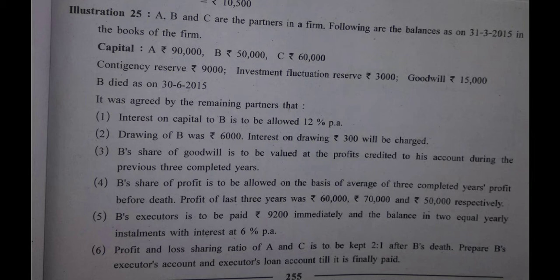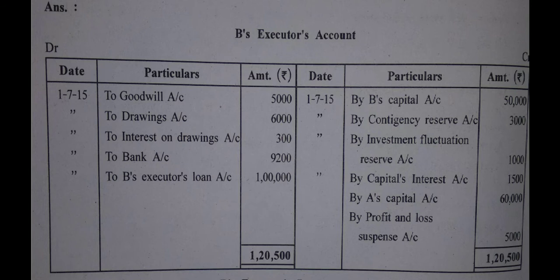Fine, we are supposed to start with adjustment number 5. They say B's executor is to be paid rupees 9,000 immediately and the balance in 2 equal yearly installments with interest at 6% per annum. Let us apply this. In the last lecture we finished preparing B's executor's account. We are just left with the last adjustment and totaling this.